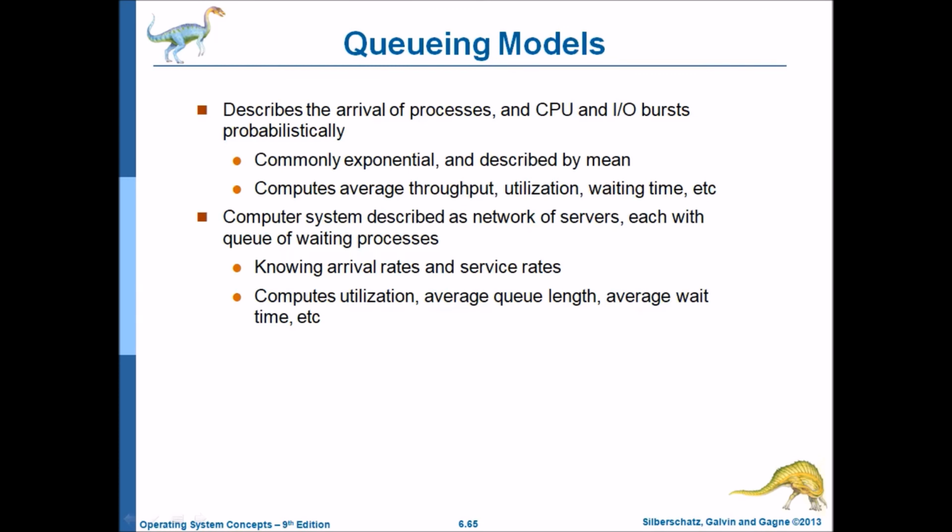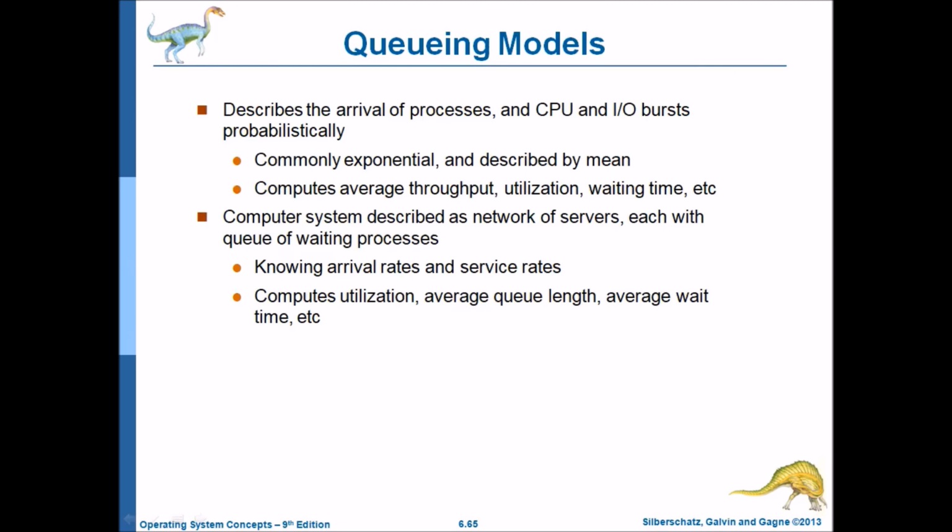So the computer system is described as a network of servers. Each server has a queue of waiting processes. The CPU is a server with its ready queue, as is the I/O system with its device queue. Knowing the arrival rate and service rate, we can compute utilization, average queue length, average waiting time, and so on. This area of study is called queuing network analysis.